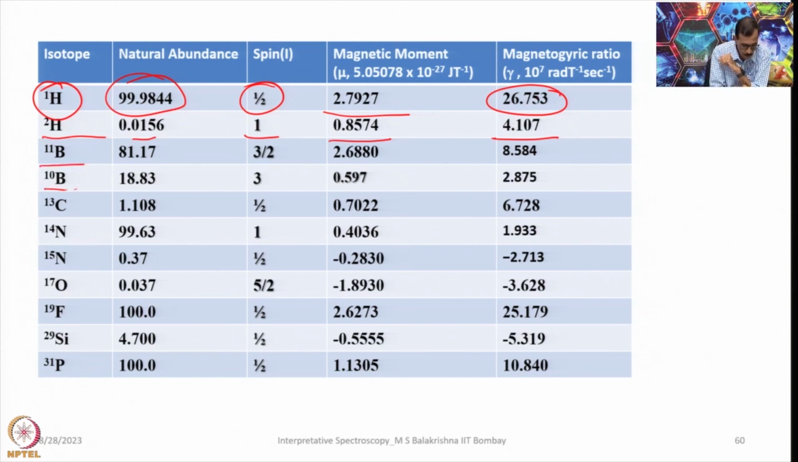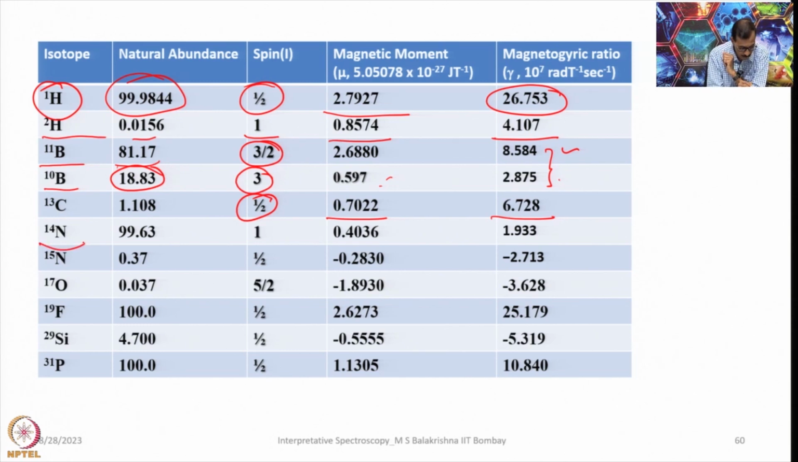And then we have 11 boron and 10 boron. 11 boron has 81.17% natural abundance, and spin is 3/2, whereas in case of 10 boron it is 18.83%, and spin is 3, and both of them have different gyromagnetic ratios. That means one is more sensitive and the other is less sensitive. You can see from this. And 13C is only 1.1%, and the rest is 12 carbon, which is NMR inactive. Again spin I equals half, and the magnetic moment is 0.7022, and the corresponding magnetogyric ratio is 6.728 times 10 raised to 7.